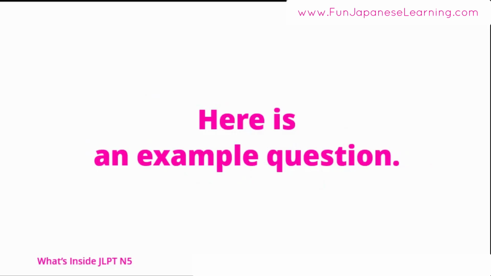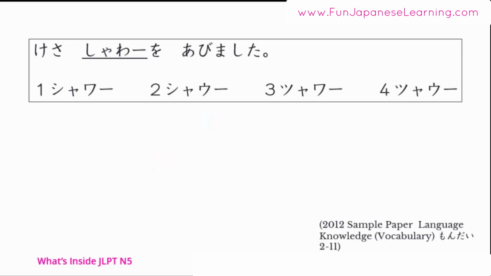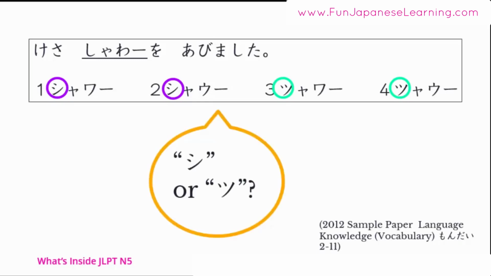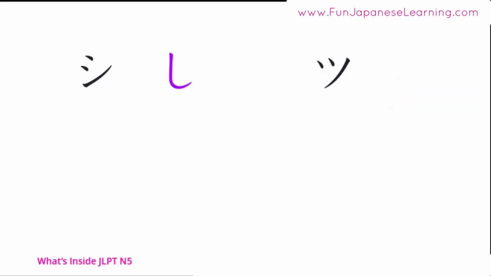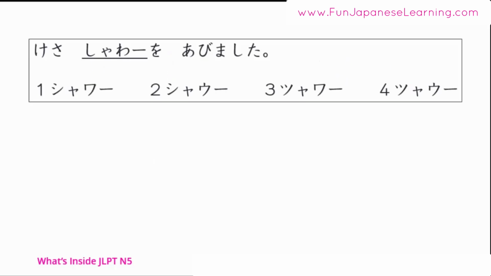Here's an example question. 今朝、シャワーを浴びました。So you can see 4 choices. And the first 2 choices, 1 and 2, the first letter is same. And choices number 3 and 4, the first letter is same. So this letter or that letter? Let's find out. Here's Hiragana shi. And voila! It looks similar. So this is a katakana letter shi. Look at this way. This is Hiragana tsu. And they look similar. So this katakana is tsu. So number 3 and number 4 are not correct.